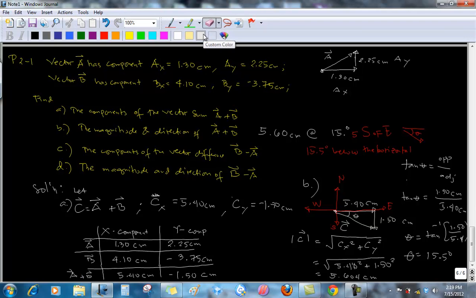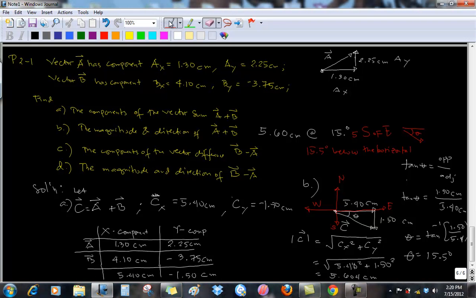So, let's use the same paper, the same board. We will solve, instead of the old one A plus B, we'll be solving B minus A. It's simple. For the x component, it should be B minus A. So, what is B minus A? 4.10 minus the x component of A, which is 1.30. Subtract 4.10 minus 1.30, the answer is 2.8.